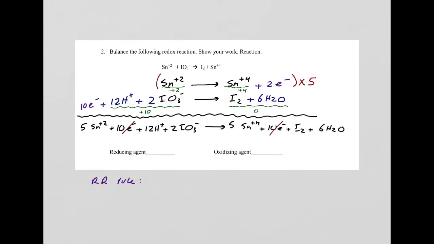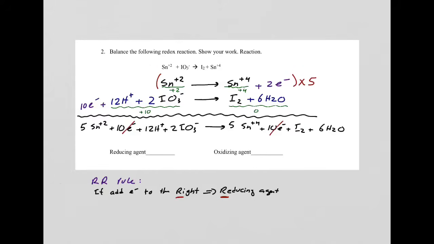The RR rule said if you add electrons to the right side, that is the reducing agent. So that's why we call it the RR rule. If you add electrons to the right, that's a reducing agent. Now remember one thing for me. I need you to remember this. The reducing and oxidizing agents are always on the reactant side.